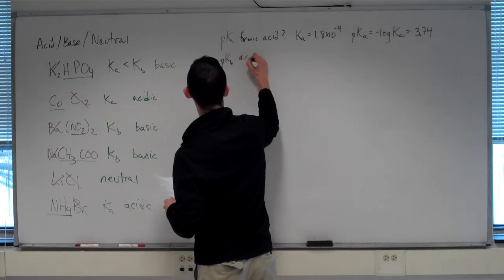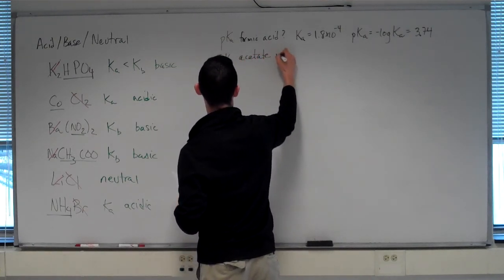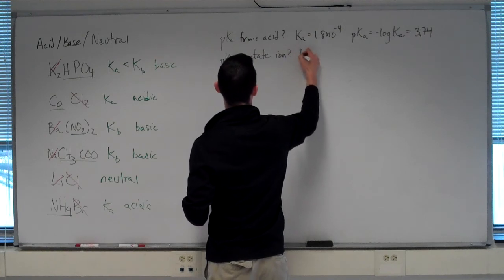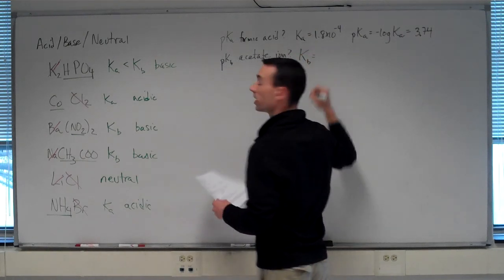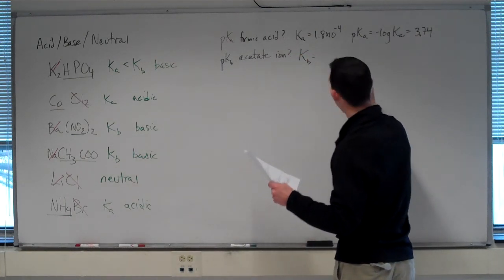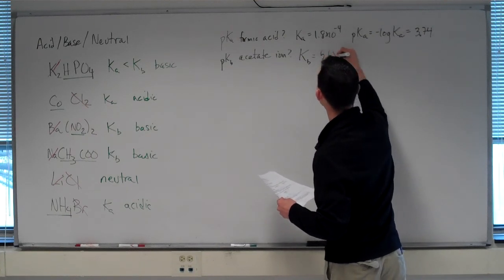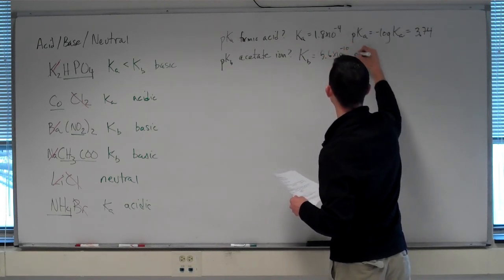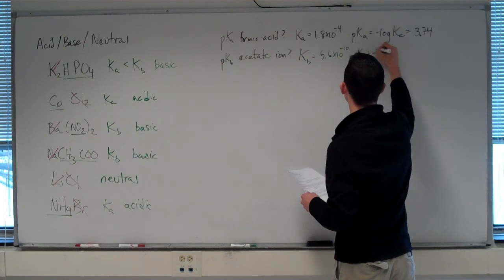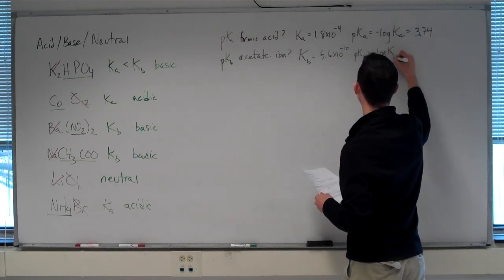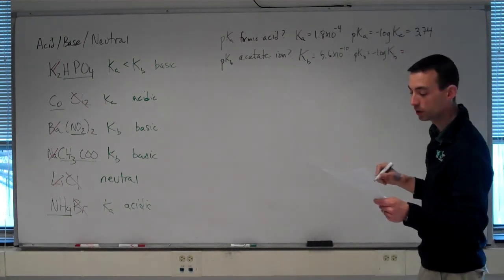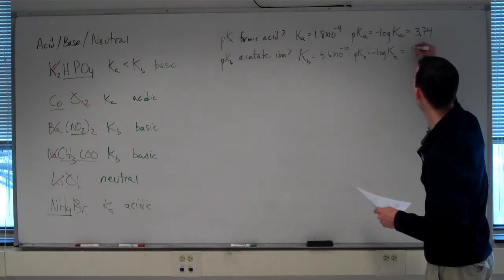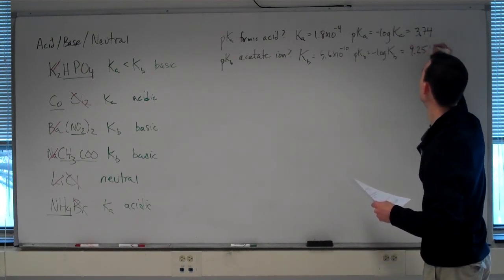pKb of the acetate ion. Again, our K chart has a Kb listed for the acetate ion of 5.6 times 10 to the negative 10. pKb would be the negative log of that Kb value, and that would come out to 9.25.